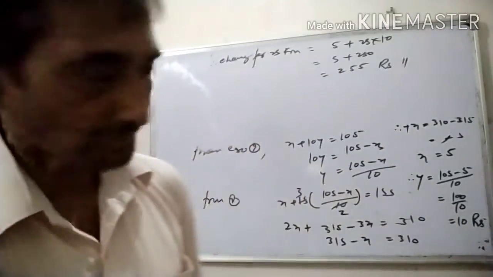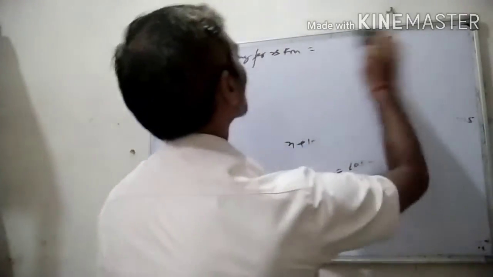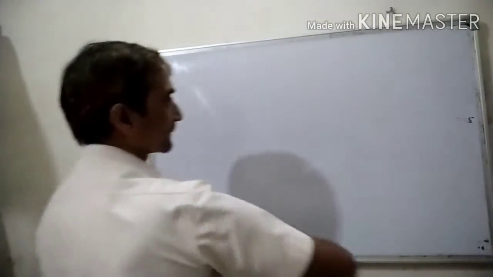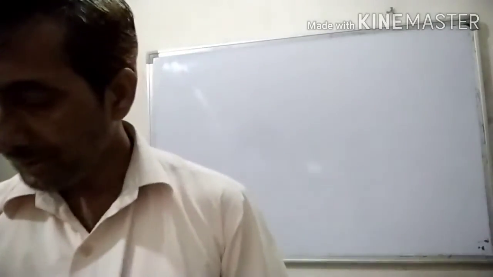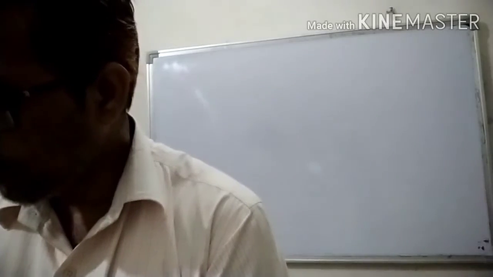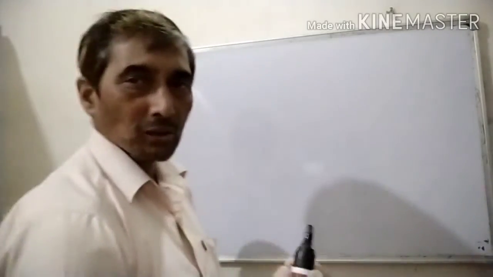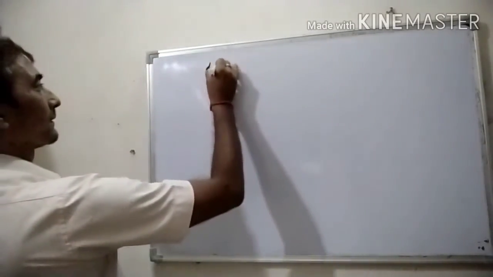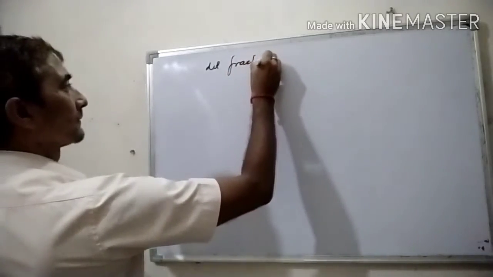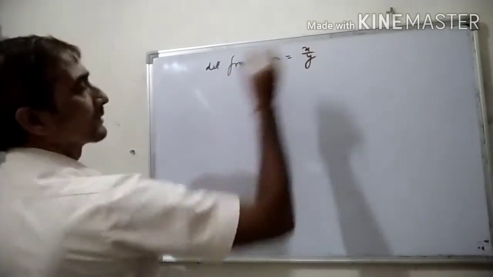Now, next question. A fraction becomes 9 by 11 if 2 is added to both numerator and denominator. In the condition of fraction, you should consider let fraction equal to x by y, in which x is numerator and y is denominator.